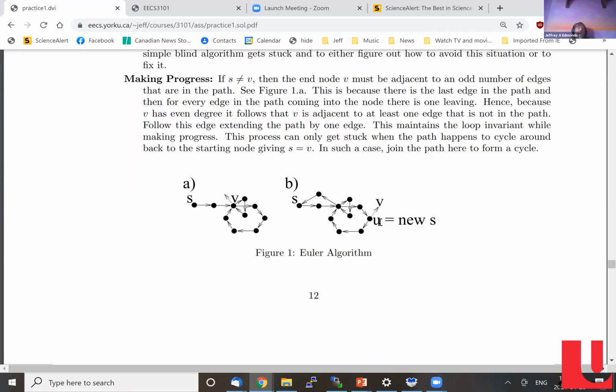What is the property? There's this UV edge. And what is true about UV edge? So see, it's dotted, which means I haven't walked along it, right? I know I'm not done. Why am I not done? Because I haven't walked along it. Yet, I'm stuck because I'm back at S.